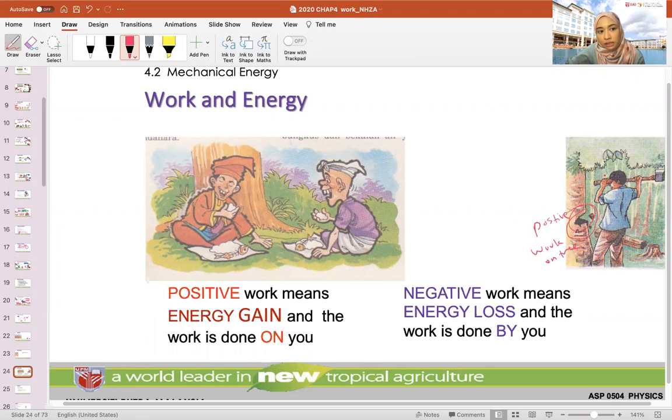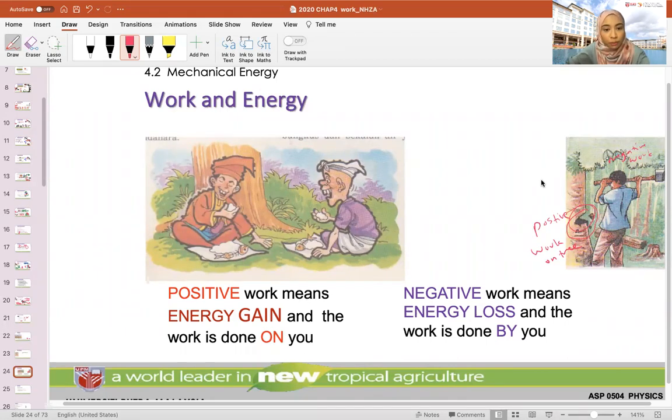Okay, and the tree, you get negative work because you're losing energy, you become tired. But this guy gets something in return. It gets being cut. So this is positive work done. So for anything that is being worked on, how do I say this?